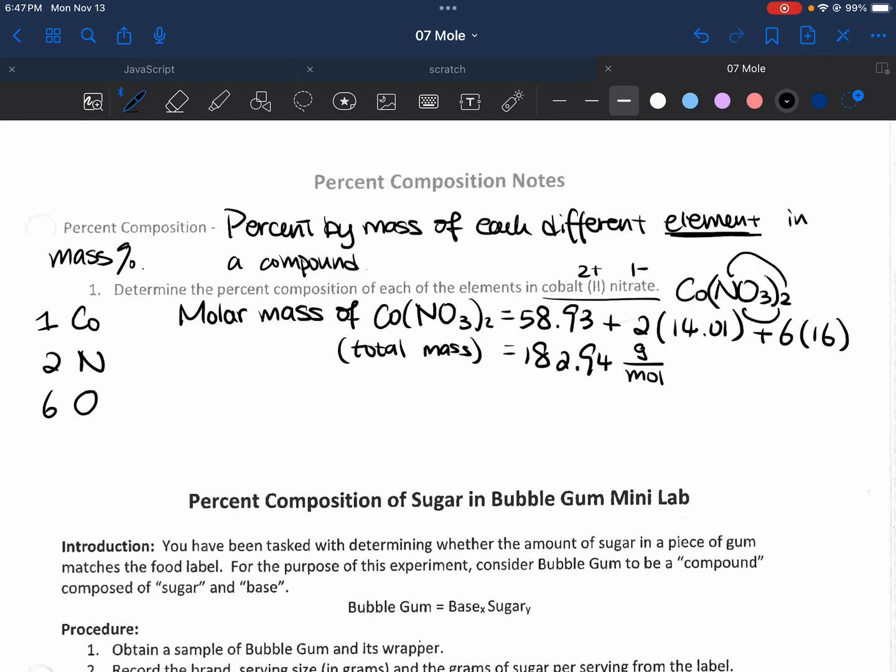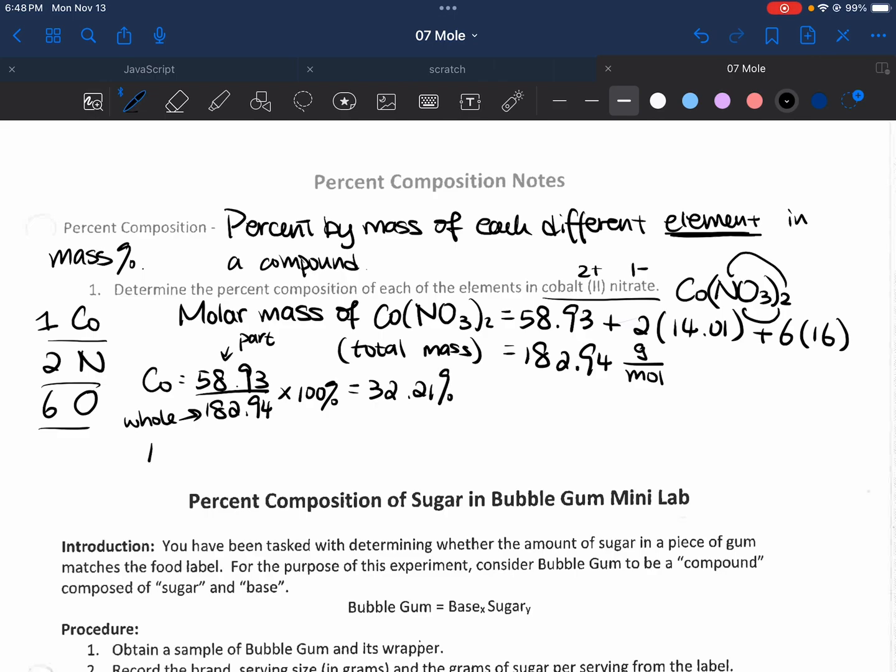Okay, now we have to find each individual mass of the elements. But remember that we have to count them depending on how many we have. So for example, for our one cobalt, we just have 58.93, and this number is from the periodic table, right? If we put that over the total, which is 182.94, this is the part, and this is the total or whole. Okay, all we're doing is part over whole. And when we multiply that by 100%, which is just 100, punching this into the calculator should give us 32.21%.